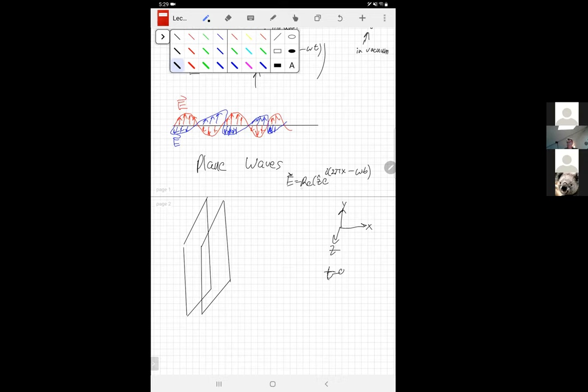What's the real part of a complex exponential? Let's think of it that way. We've got this complex exponential in here. What's the real part of it? Cosine. So this is just z hat cosine of 2 pi x minus omega t. So our E field is coming out of the page. So where, if t is zero, where does this expression have maxima? Integer values of x. Yep.